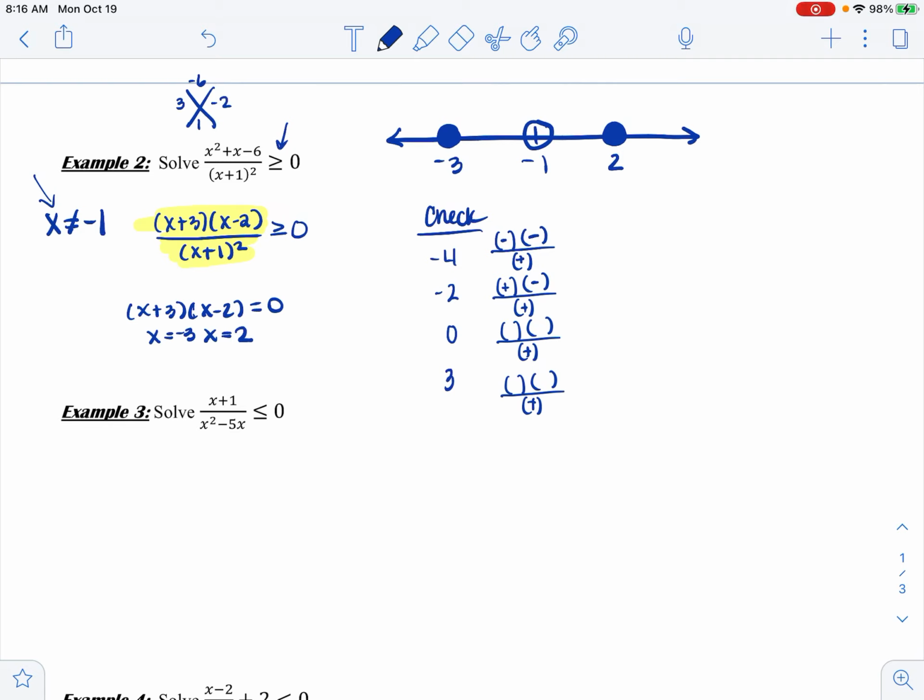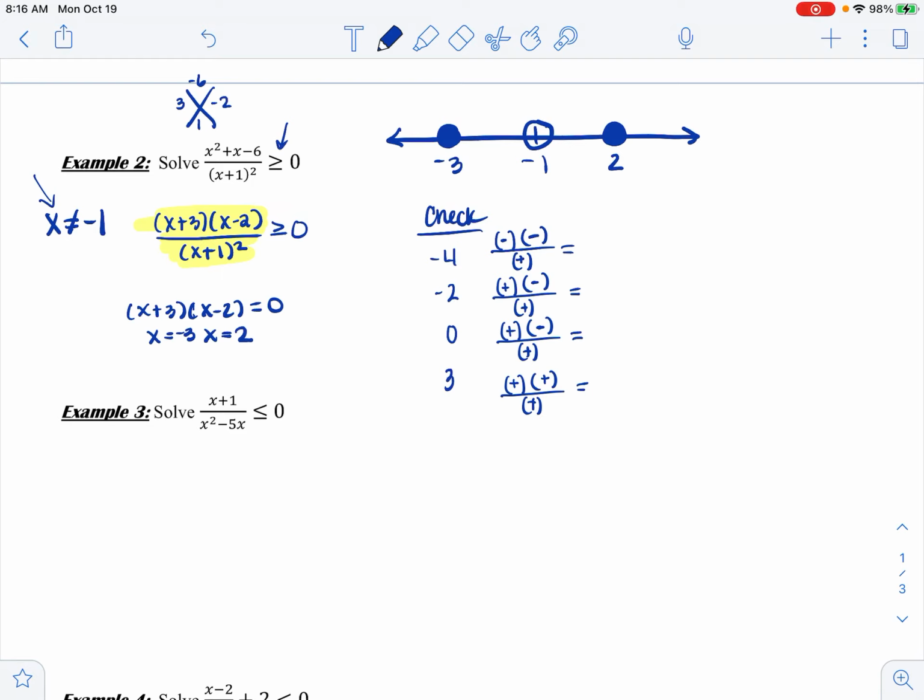All right, now I'm going to check -2. -2 plus 3 is positive. -2 minus 2 is negative. Then I'll plug in 0. 0 plus 3 is positive. 0 minus 2 is negative. And 3 plus 3 is positive. 3 minus 2 is positive.